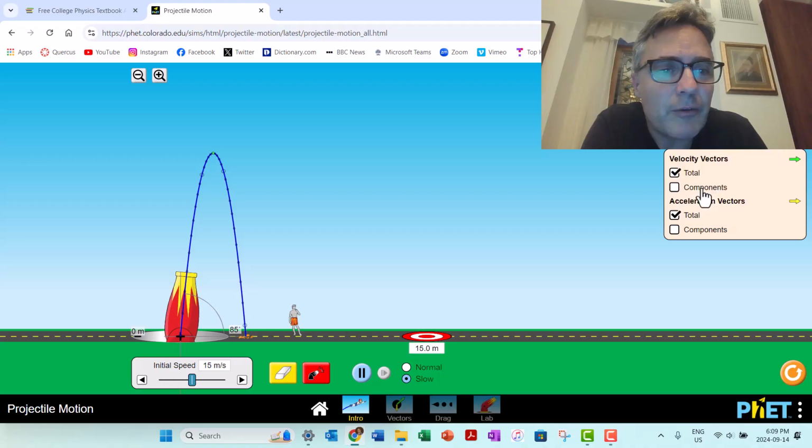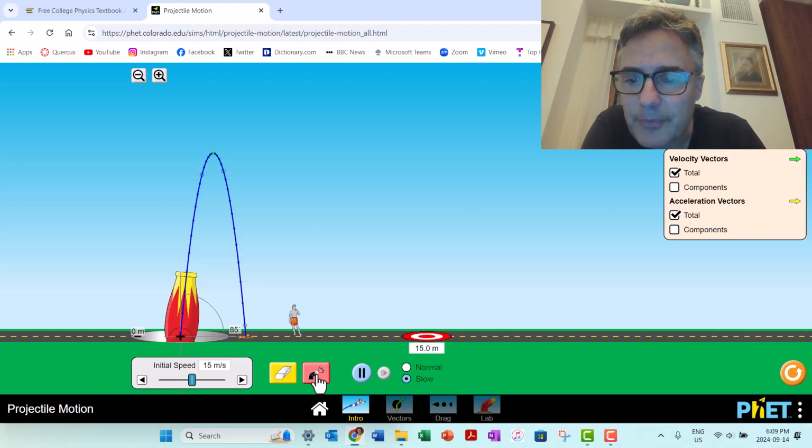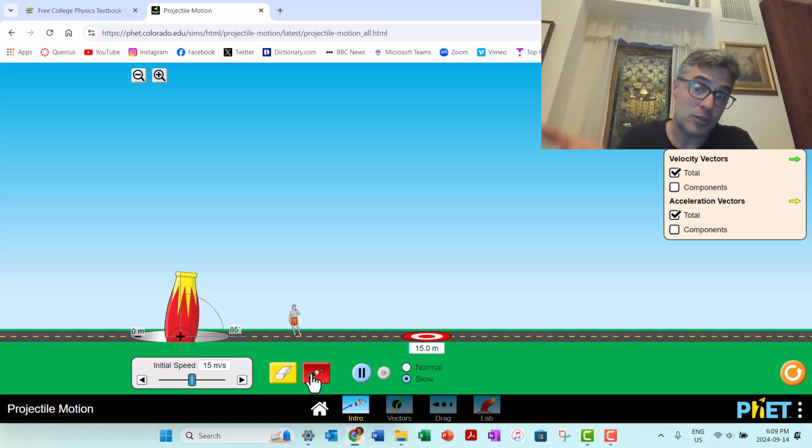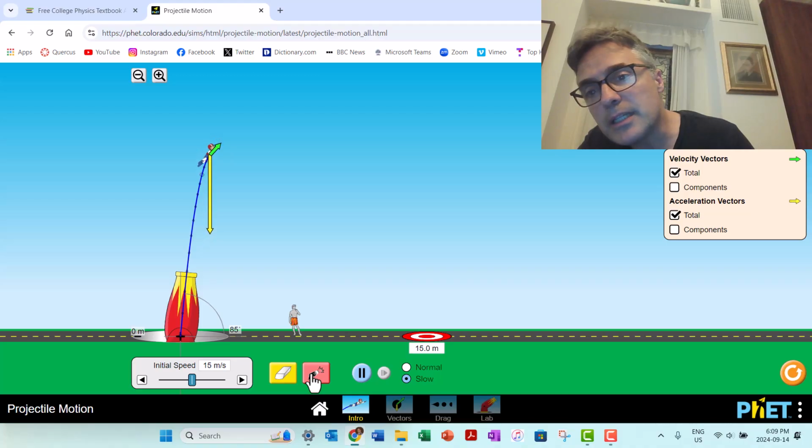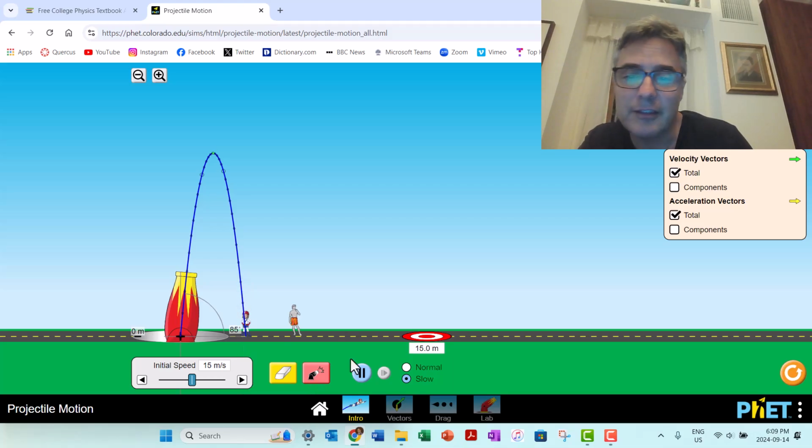What else can we do? We can throw a human. That's kind of interesting. Let's try that. That's one of the features of projectile motion: when something's going up, it's slowing down, and when something's going down, it's speeding up. But again, with that same, oh boy. Watch out! Oh no! Oh, he's fine. Okay, good.